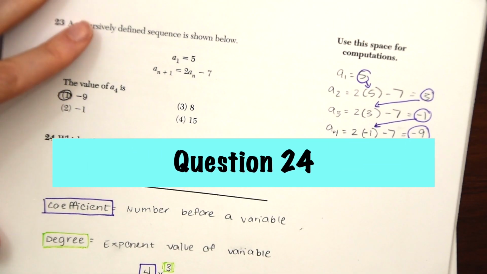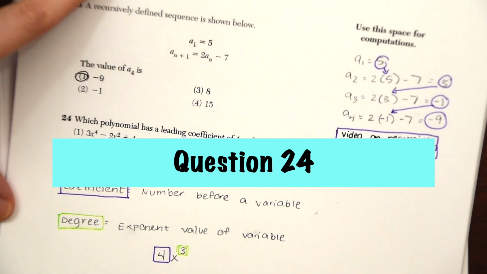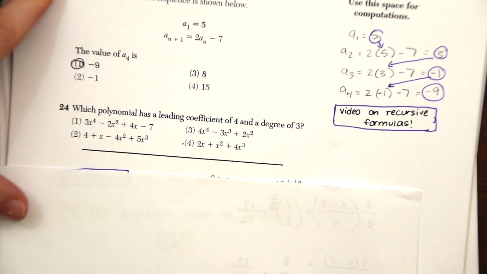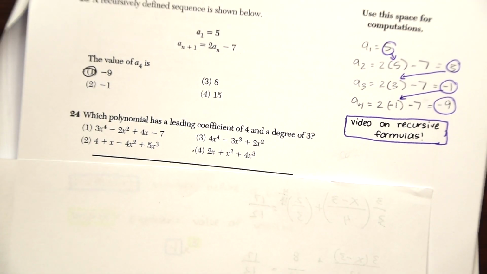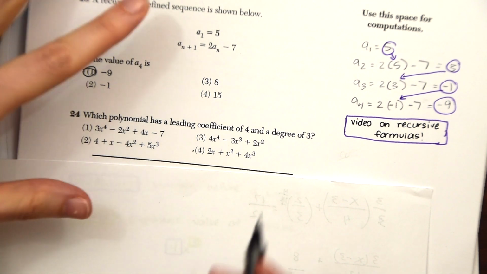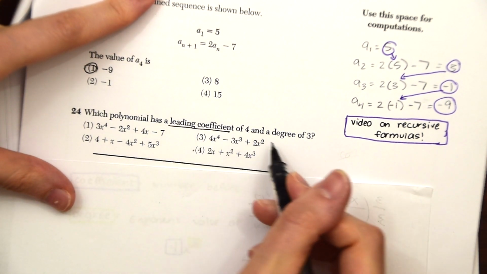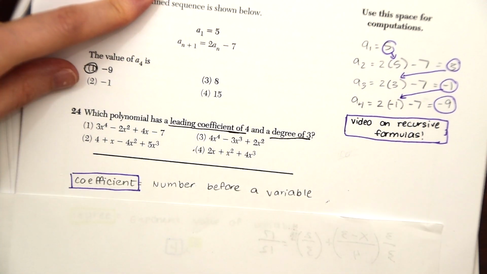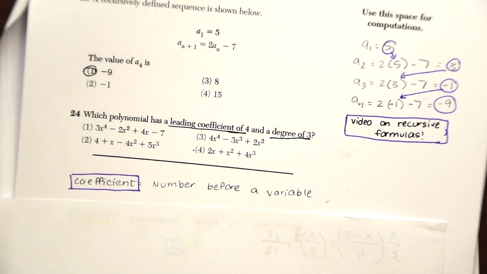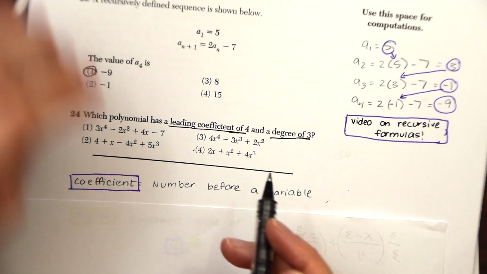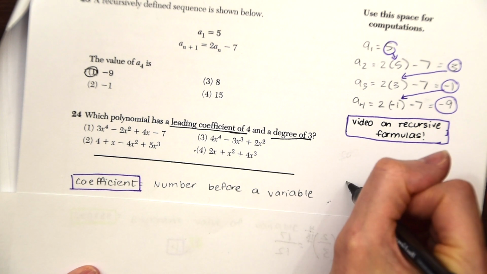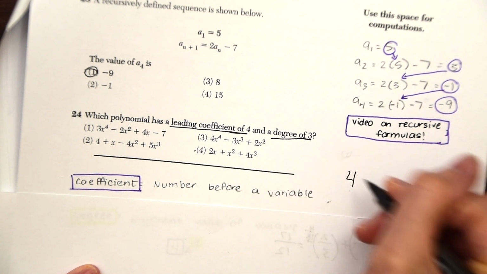So number 24, so this is the last question of our multiple choice section here. So it says, which polynomial has a leading coefficient of 4 and a degree of 3? So this is an easy question. It's just we have to know what each of these terms mean, leading coefficient and a degree of 3. So a coefficient is always the number that comes before a variable. So if we want the number before a variable to be 4, then we're going to have the number 4.